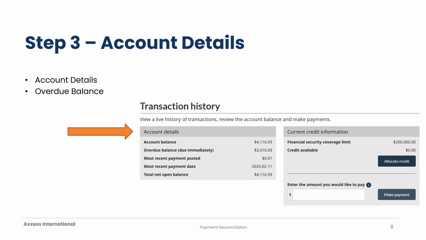When you have accessed your transaction history, you will be able to look at the details of your account. You will see your overdue balance, which is the amount that is due immediately to CBSA. You can look also at the total net open balance. This is the total amount that is due to CBSA.